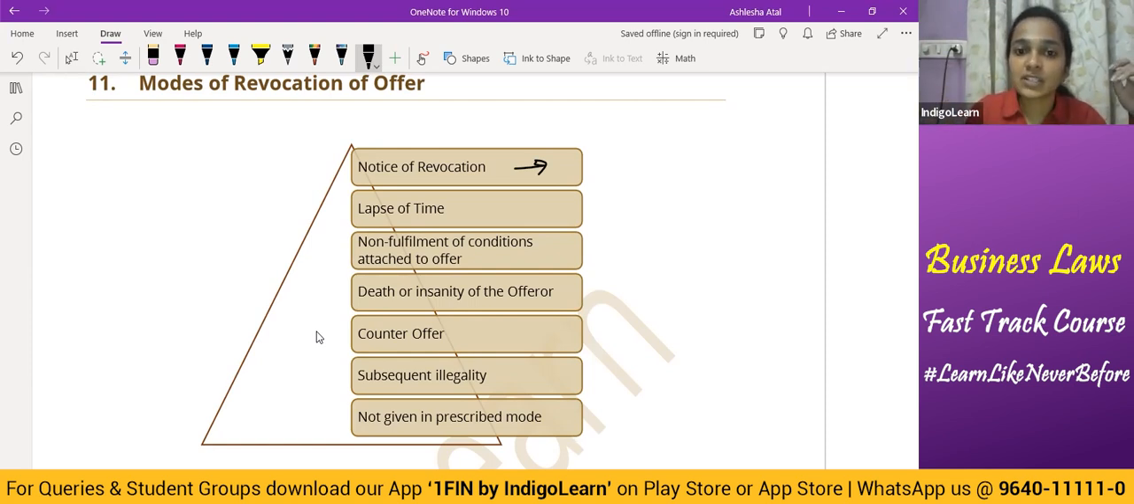The second situation is by lapse of time. Say a time limit was given for acceptance of the offer, or the offer is not accepted within a reasonable time, then when the time lapses, the offer also lapses. If there are some conditions attached to the offer and those conditions are not fulfilled, then in that situation also the offer will be revoked. If the acceptor had to perform some conditions and does not fulfill those conditions, then in that situation also the offer is revoked.